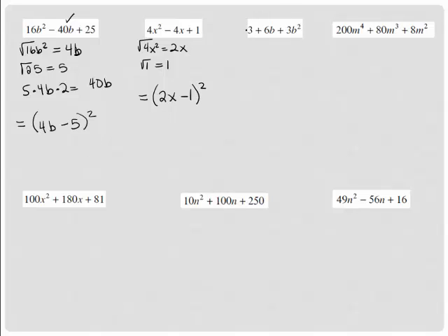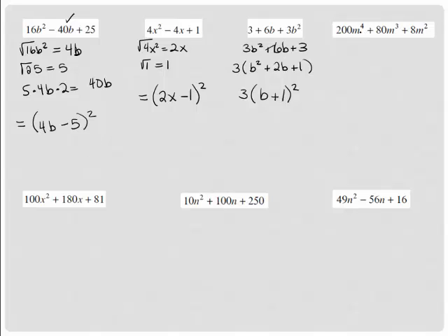Now here, I usually like to rearrange things and put them in the order where the squared term is in front. I have a GCF of 3. 3 will divide evenly into all of those. When I factored the 3 out, I'm left with b squared plus 2b plus 1. b squared is a perfect square. 1 is a perfect square. So this will give me 3 times b plus 1 squared. 1 times b times 2 gave me 2b.